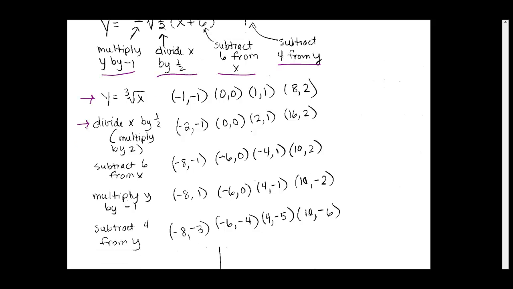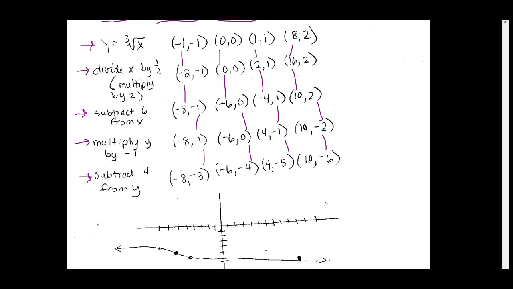Do the multiplying and dividing first. I'll handle the x operations first, so I'll divide x by 1/2. And then subtract 6 from x. My y operations are multiplying and subtracting, so multiplying happens first by order of operations, so I'm going to multiply all my y's by -1, and then I'll subtract 4 from all my y's, and give me points on the final graph. And here's my final graph.